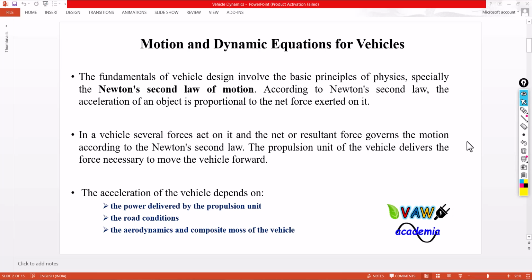That means the propulsion unit of the vehicle delivers the force necessary to move the vehicle forward. Here, the propulsion unit is a combination of an IC engine with a fuel tank in a conventional vehicle. In the case of an electric vehicle, it is a combination of electrical machines with a battery. The acceleration of the vehicle depends on many factors, for example, the power delivered by the propulsion unit, road conditions, the aerodynamics and composite mass of the vehicle.